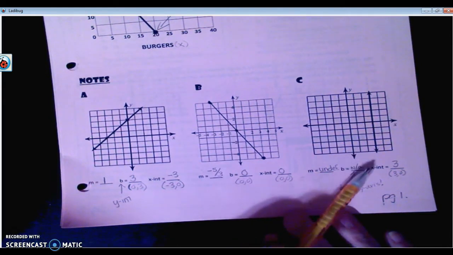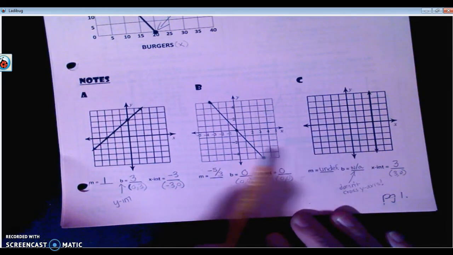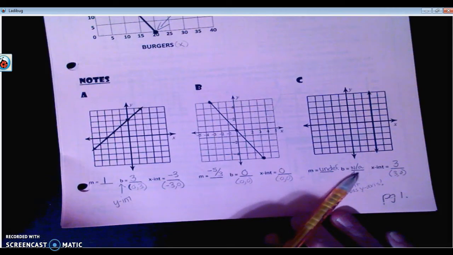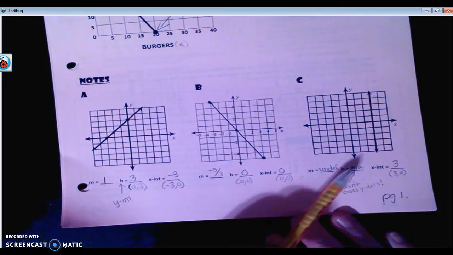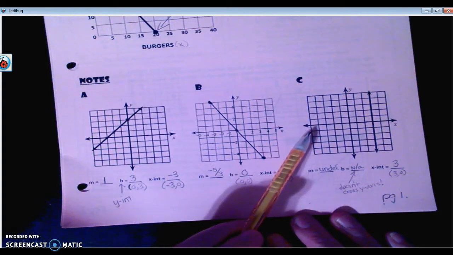Over in graph C, my slope is undefined. You cannot write 0. Remember, 0 slope is a flat line. Now, the y-intercept, there's nothing that I could write. It's not that it's undefined, it's just that there isn't one. So you can write NA, like not applicable. It doesn't cross the y-axis. So it's okay. Sometimes we're not going to have a y-intercept, just like if we had a 0 slope, we might not have an x-intercept.